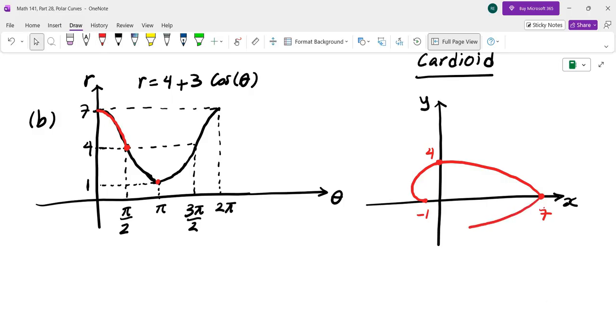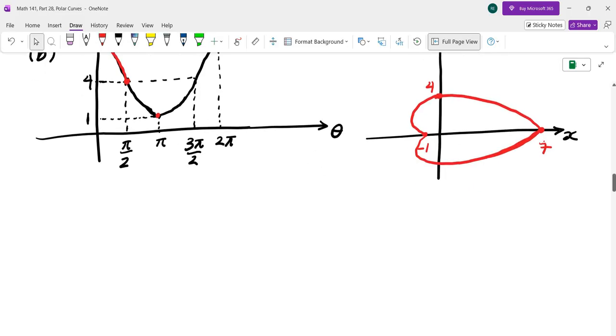So this is quite similar to a cardioid, but it's not quite the same. The slope at -1 is slightly different than the other one. So it's not quite tangent at -1. So this is actually a different kind of curve. So this is called a limacon.